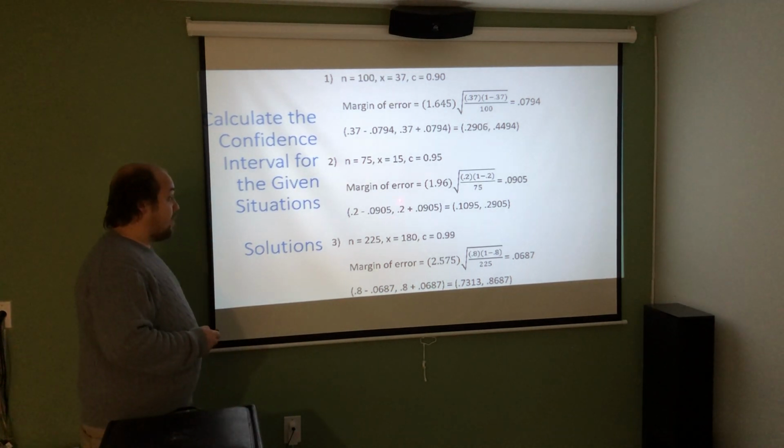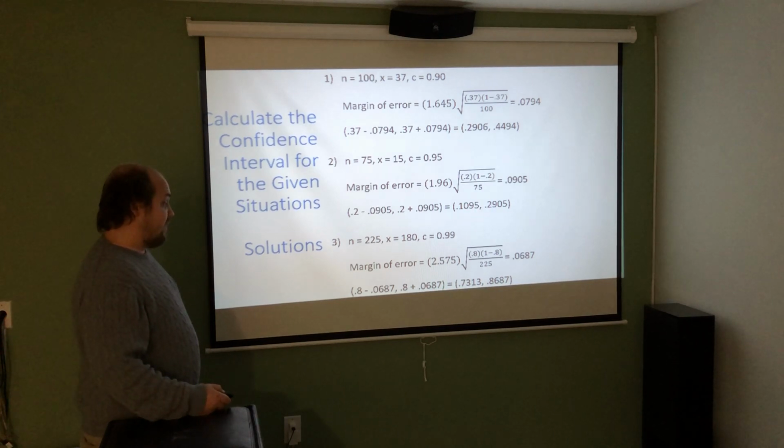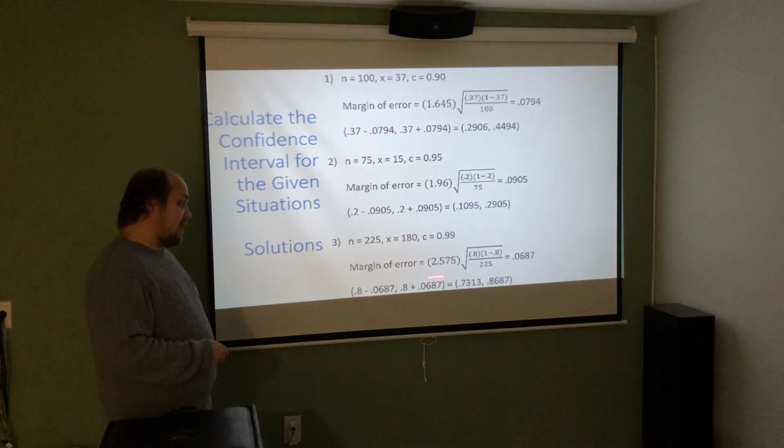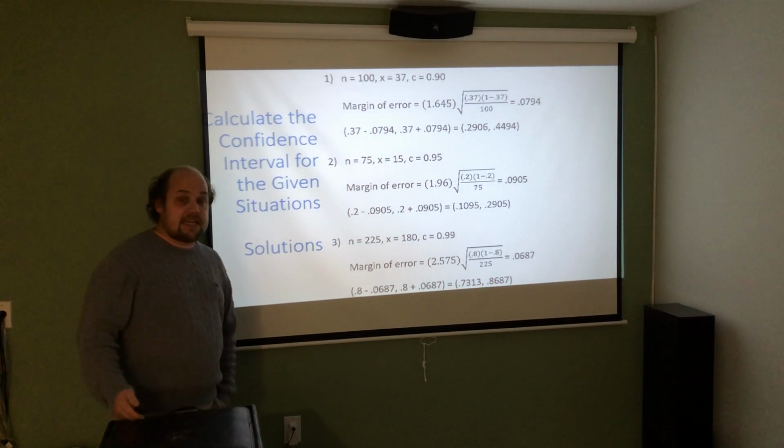Continuing on, going over what we get here, when we do number 2, we're taking the p-hat of 0.2, adding and subtracting the margin of error of 0.0905. That's how we get the final confidence interval of 0.1095 to 0.2905. For the final problem, we get a confidence interval of 0.7313 to 0.8687.